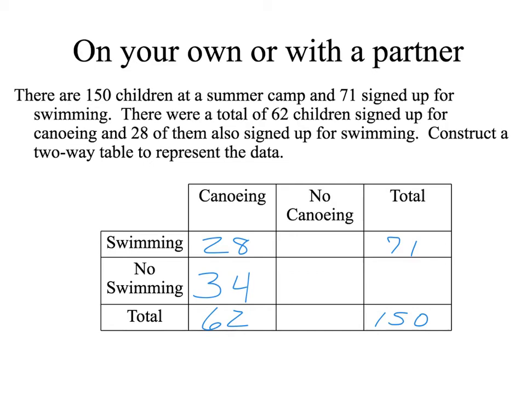Let's see, how else can I fill this in? 71 minus 28, 43 did not go canoeing. 150 minus 71, 79 did not go swimming. And 79 minus my 34, 45 there, no canoeing or swimming. And that gives me 88 down here. And 88 plus 62, there we go. Gets me the 150 that I'm looking for.